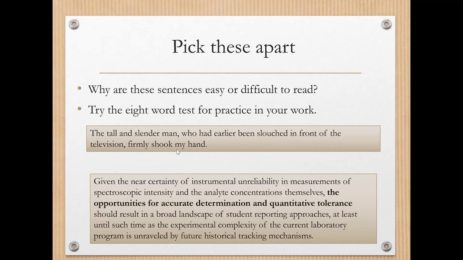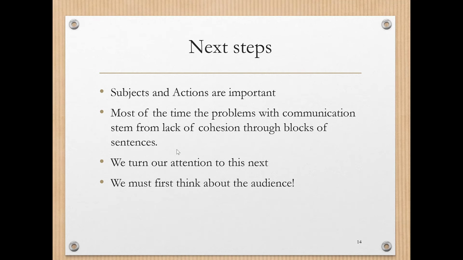There's a lot of fluff early on. Is this some connecting sentences that we should move aside? But it's very difficult to read, and the important thing here is that if we want to be good writers, we have to think about our audience, and that's what we'll talk about in the next lecture. So, subjects and actions are important. I'm going to put it to you that most of the time the problems with communication stem from lack of cohesion in blocks of sentences, in blocks of paragraphs. So we're going to explore that fully as we move forward in the next few weeks.